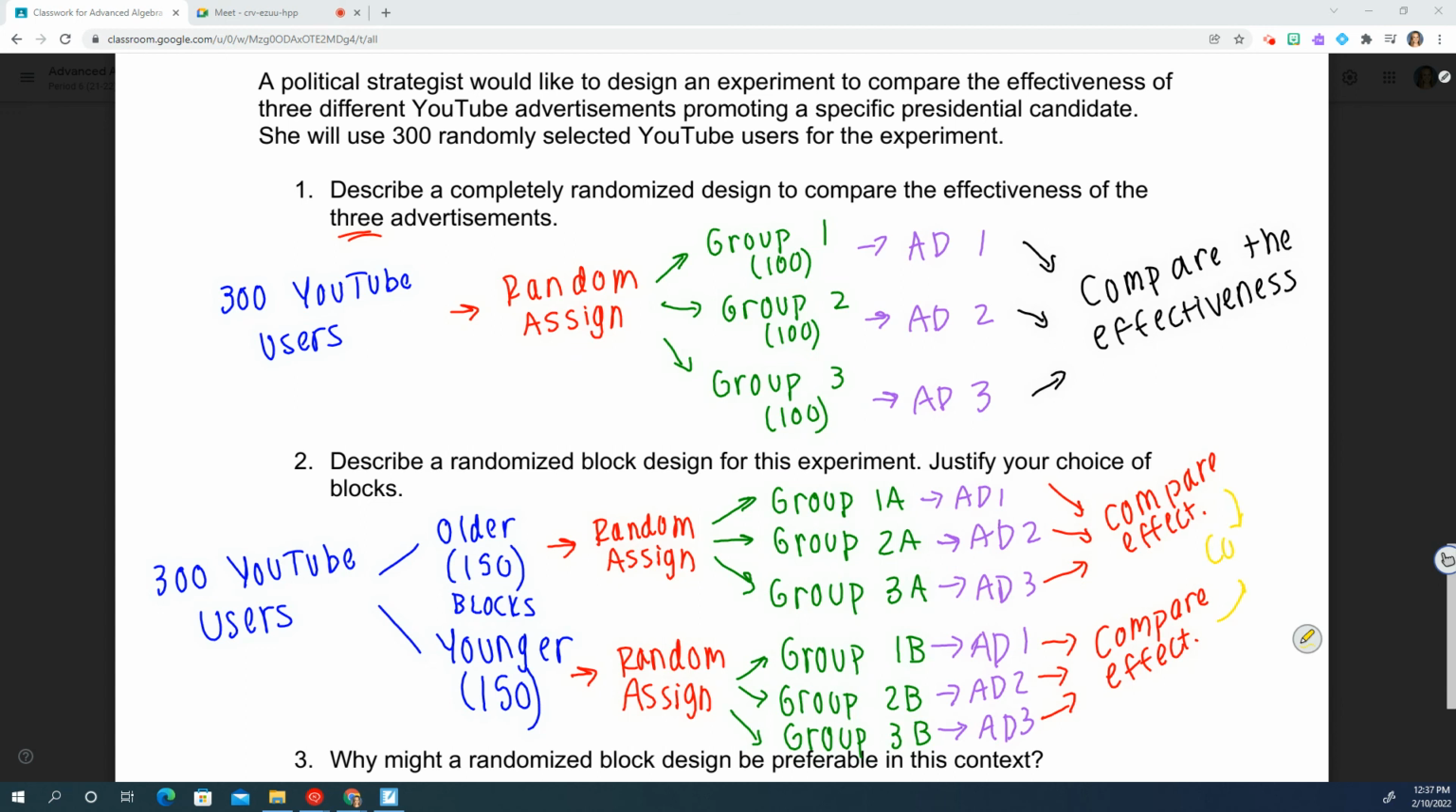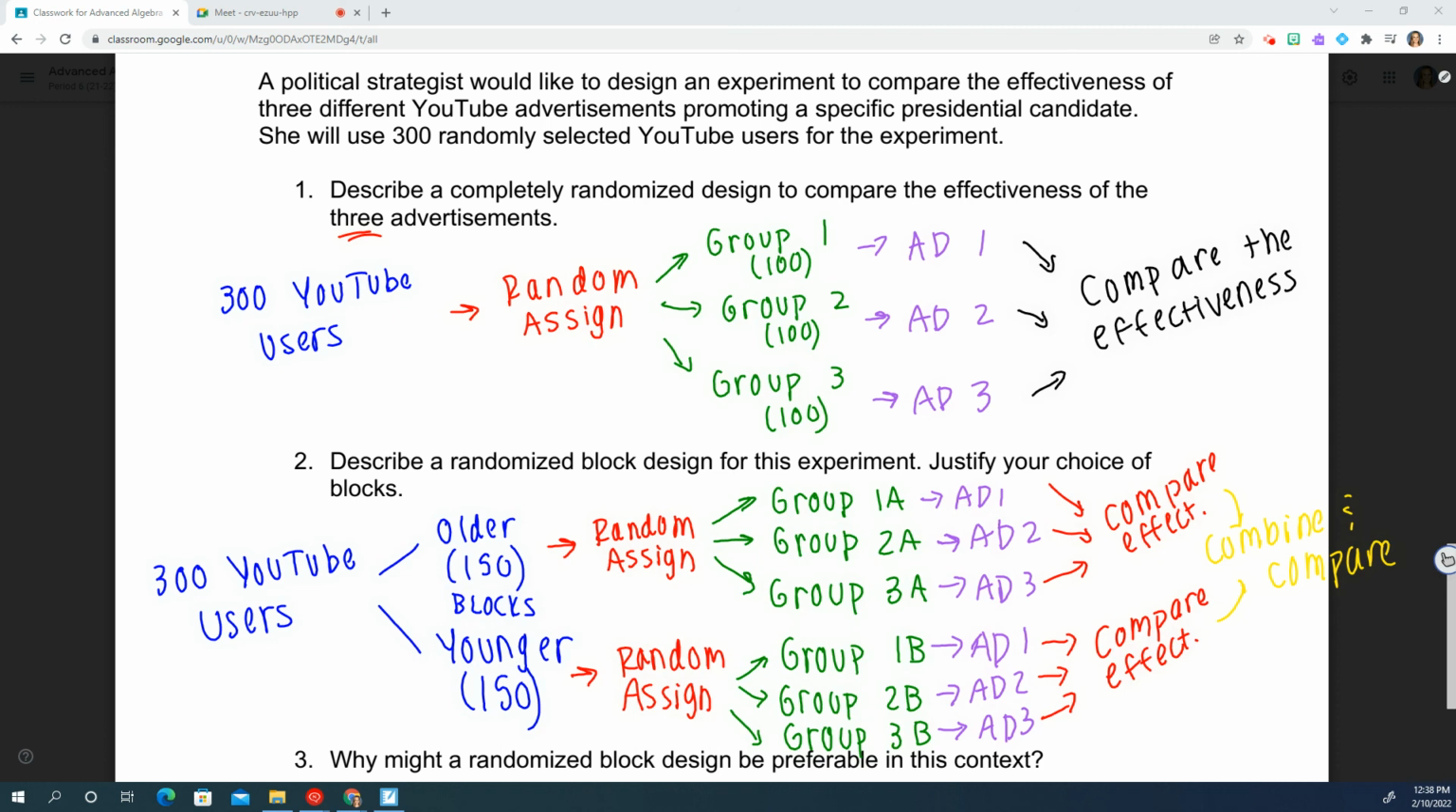And we can combine and compare. Okay, so hopefully that gives you a little bit better understanding of block designs, matched pairs designs, and the randomized design. All right, we can just talk through number 3.